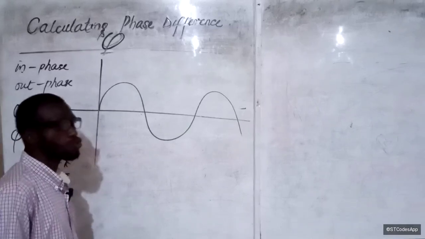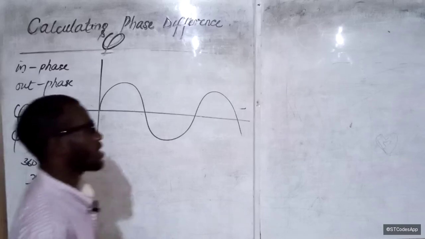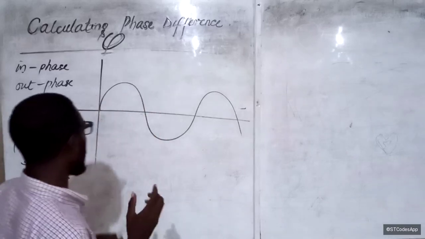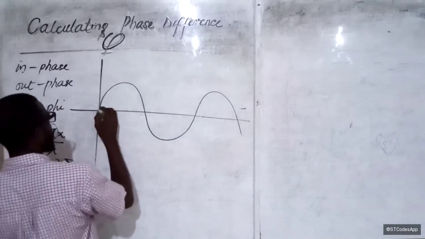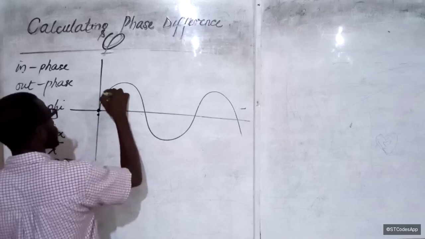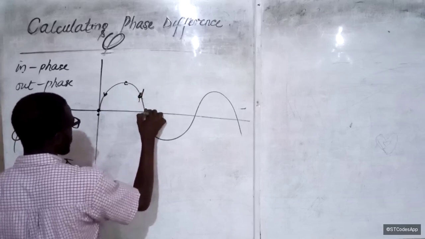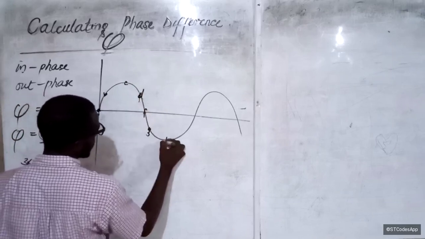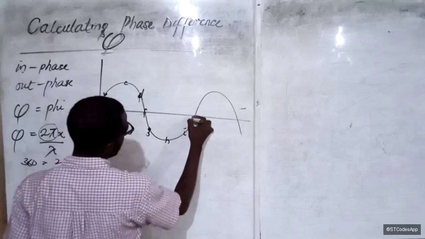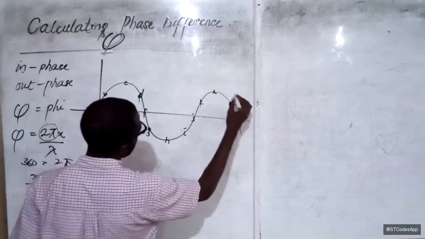So there are two ways of calculating it, and I'm going to show you the two ways. Now, in the first way, we have this. If I denote this point A, this is our origin O, and I call this point B, C, D, F, G, H, I, J, K, L, M, and N.